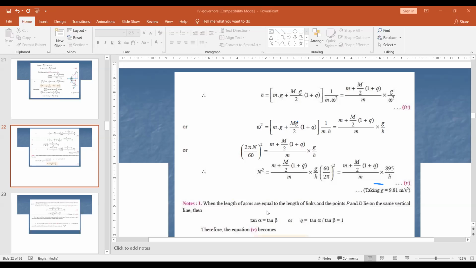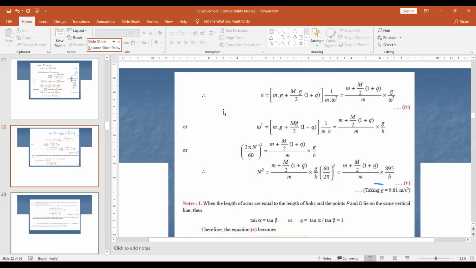Why? Because when the lengths of the arms and the lengths of the links are equal, the angles will also be the same. So alpha equals beta, tan alpha equals tan beta. So q equals tan alpha by tan beta, which equals 1. When the arms and links have equal lengths, the q value will be substituted as 1 in our equation.